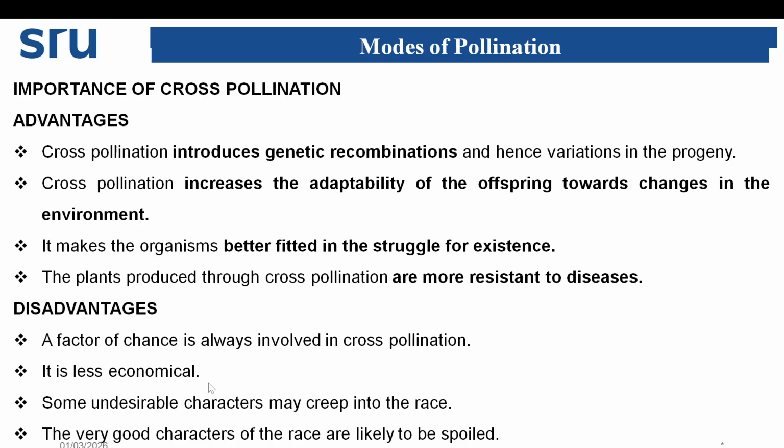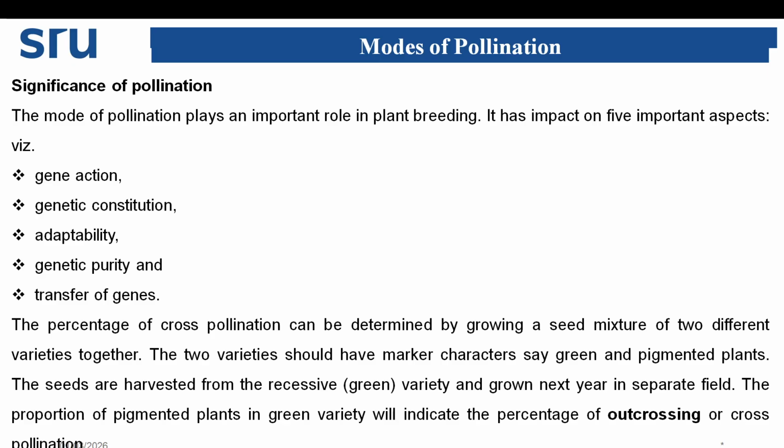Then what are the disadvantages? A factor of chance is always involved in cross-pollination. This cross-pollination is less economical. Some undesirable characters may come into the race. The very good characters of the particular race are likely to be spoiled.